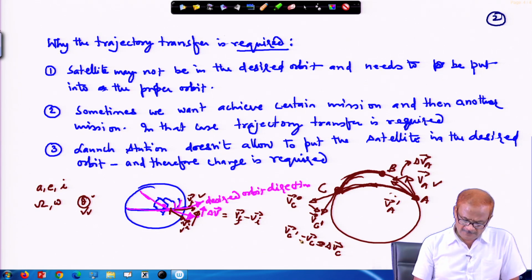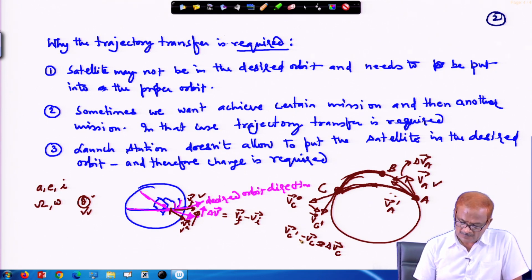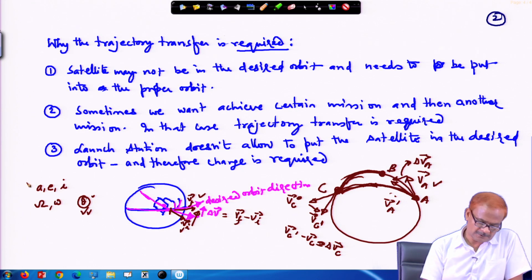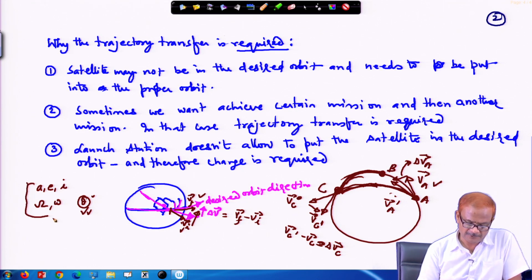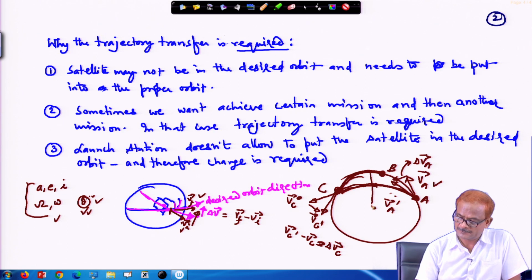So, depending on your requirement and which parameter or vital element you are trying to affect. In this case, you are trying to affect theta. Okay, this is a circular orbit.